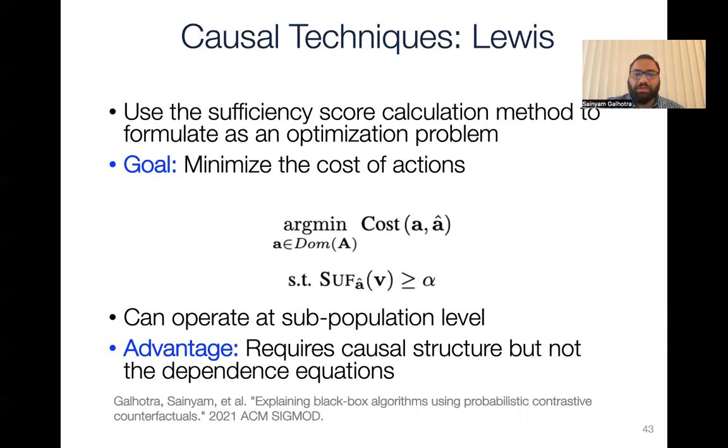This formulation is also applicable at a subpopulation level, because we consider the sufficiency score for any context, and it can be calculated for any context. It uses causal inference-based estimation methods to express the constraints and uses LP solvers to calculate the recourse. This approach does not require the causal equations, but it requires a causal graph for evaluating the sufficiency score.